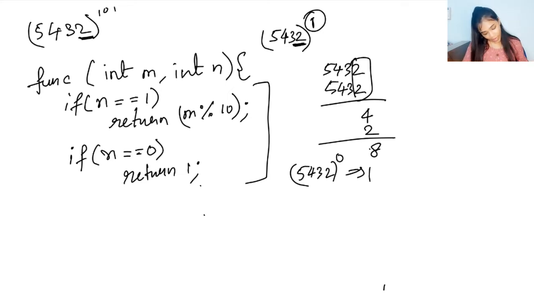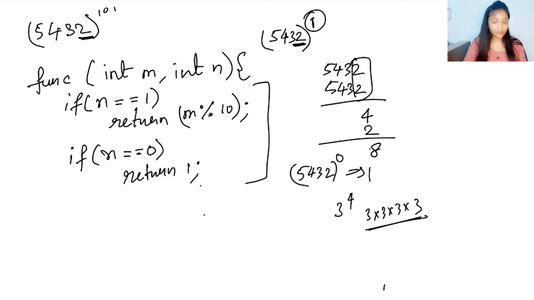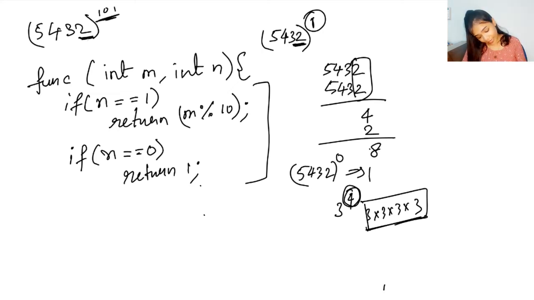See, when we want to find, let's say, 3 power 4, we multiply 3 into 3 into 3 into 3, 4 times, all right? So we're keeping a count of the number of times this operation is taking place. So that is what this n denotes, that 2 should be multiplied to itself 101 times. That's the count. So how are we going to do it?